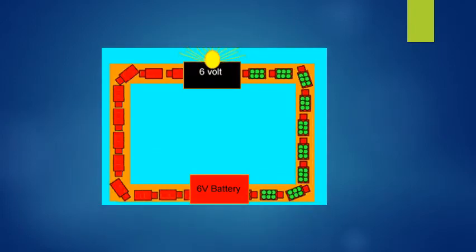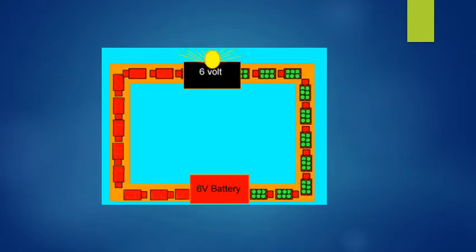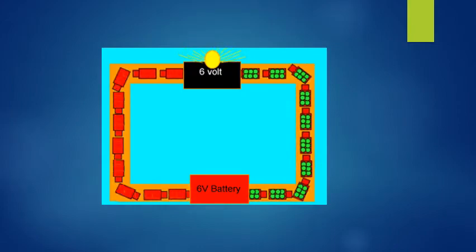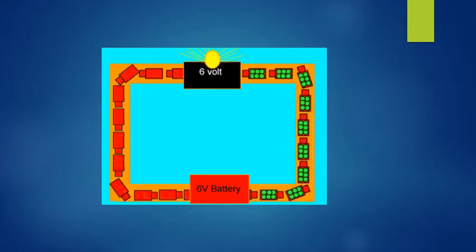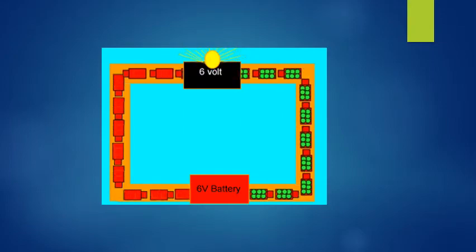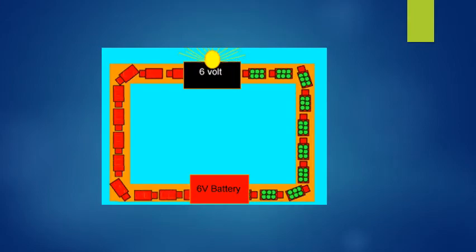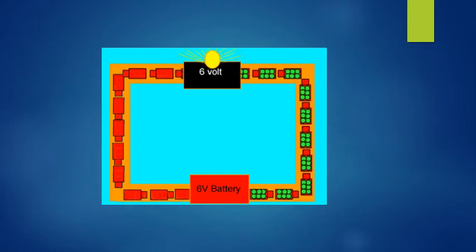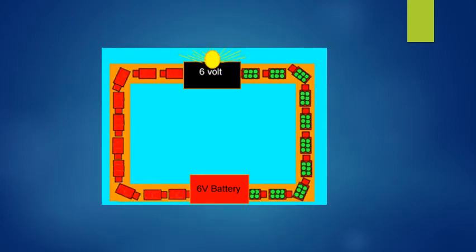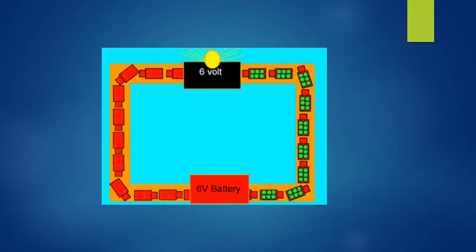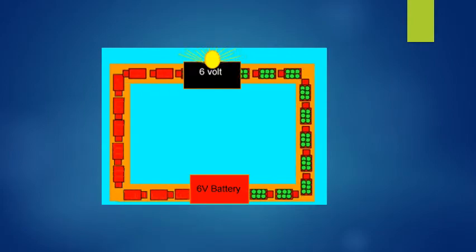In this animation, we can see we have a circuit with a 6-volt battery and a 6-volt light globe. The red rectangles passing through the battery and around the circuit represent each electron as it flows through the battery, along the wires, to the globe and back to the battery again. To the right of the battery, we can see that inside the rectangles there are 6 circles. These represent the 6 volts of energy that each electron is picking up every time it passes through the battery.